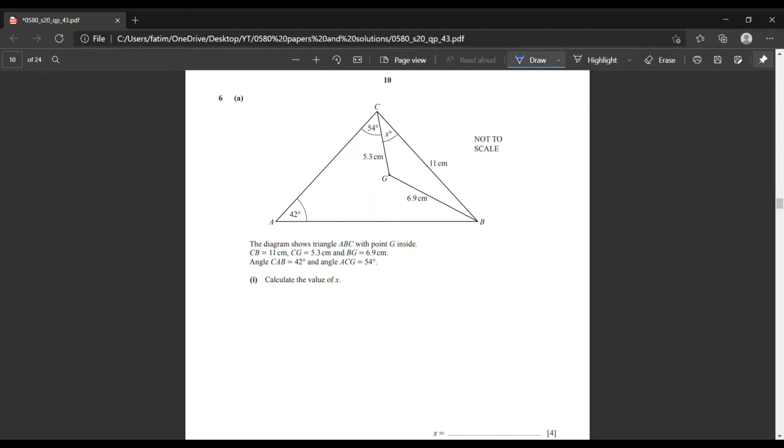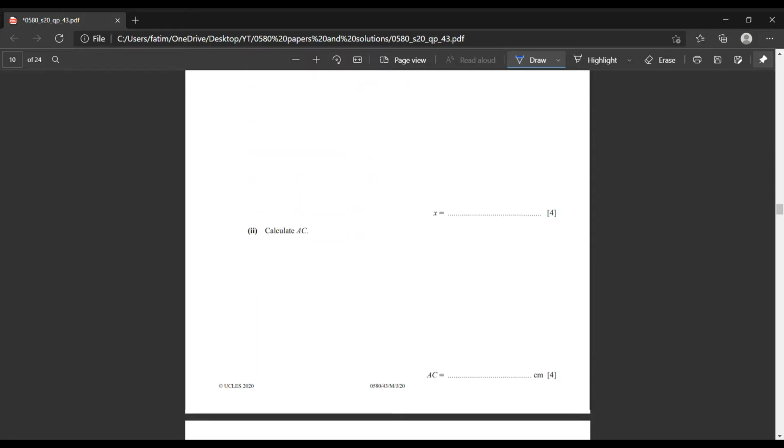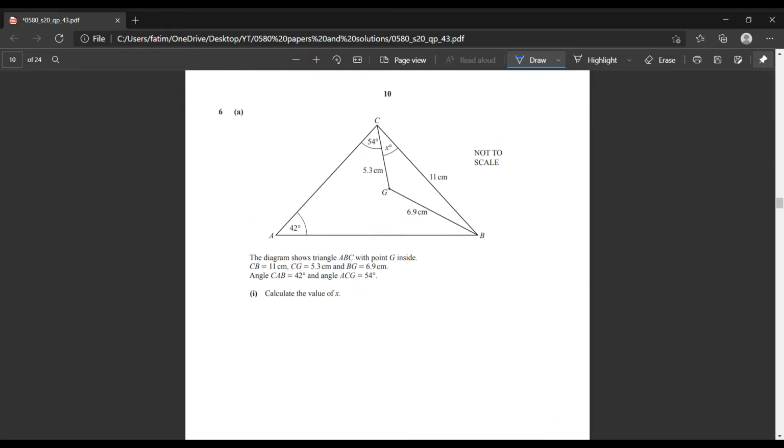In this question, we're given a diagram and we're given certain lengths and angles, and we have to calculate either an angle or a length or whatever. Anyway, we have to calculate the value of x, which is this angle, and we're given these lengths. I'll just make small annotations to make this a bit easier for me.